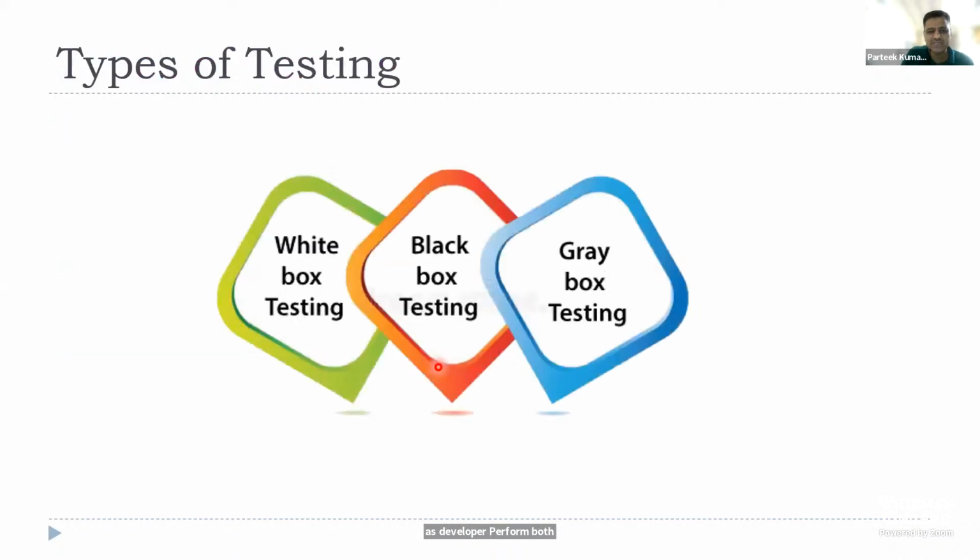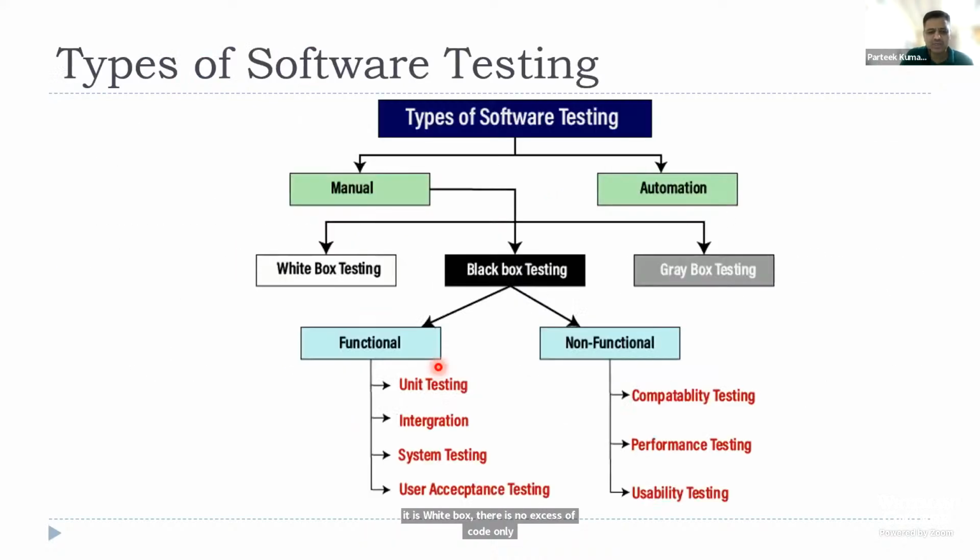So I hope that these terms are now clear to you. There are three types of techniques for testing: white box, black box, and gray box. When we have access to code, it is white box. There is no access to code, only input output validation, black box. When you have both, it is gray box. So after understanding these terms, now when you test, there are two main things to test. One is the functional properties of the software, and second is the non-functional properties of the software.